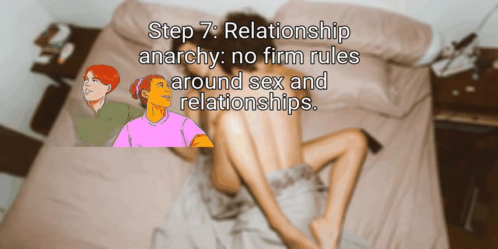Finally, relationship anarchy, no firm rules around sex and relationships. Aside from respecting boundaries and consent, people who practice relationship anarchy might date or have sex with other people without defining relationship structures. There are no hierarchies or rules regarding who can have sex with whom. This style of ENM only works if the person who practices relationship anarchy is considerate of other people's relationship styles. Otherwise, there is a risk of violating someone else's rules or boundaries.